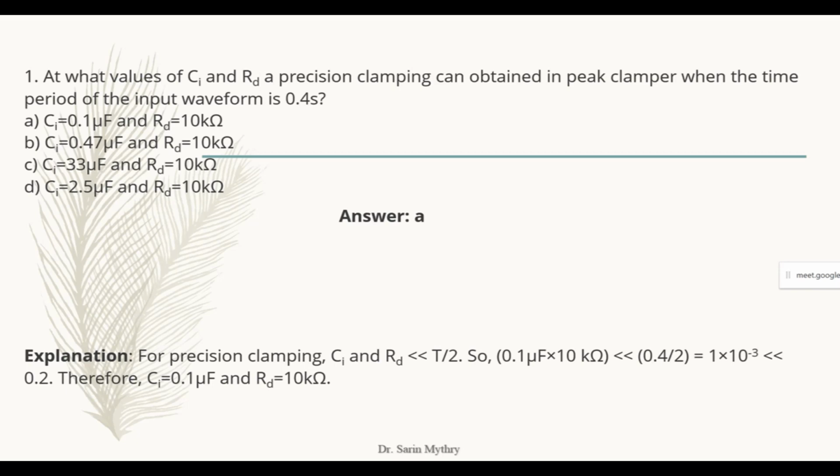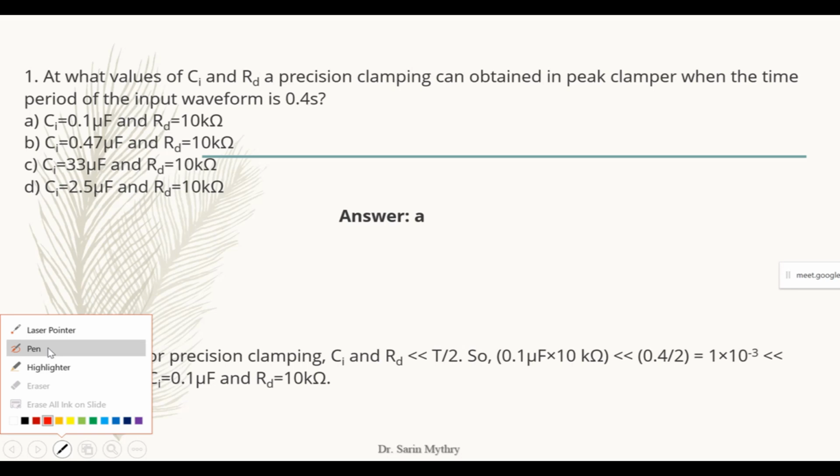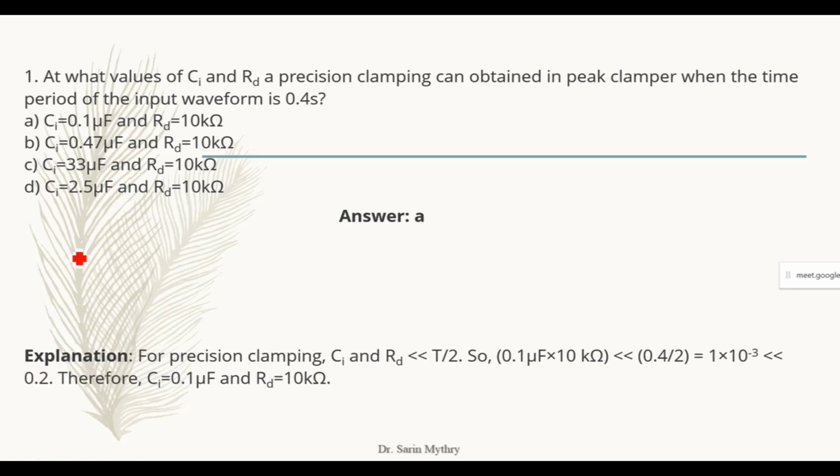So it's a direct question where you can directly substitute the values and get the answers. Ultimately your answer is Ci equal to 0.1 microfarad and Rd is going to be 10 kilo ohms. Option number A is the correct one.